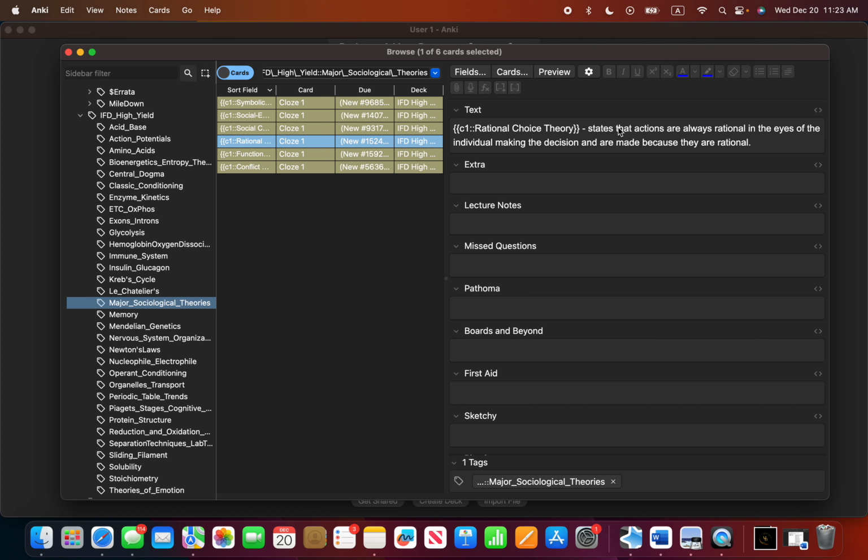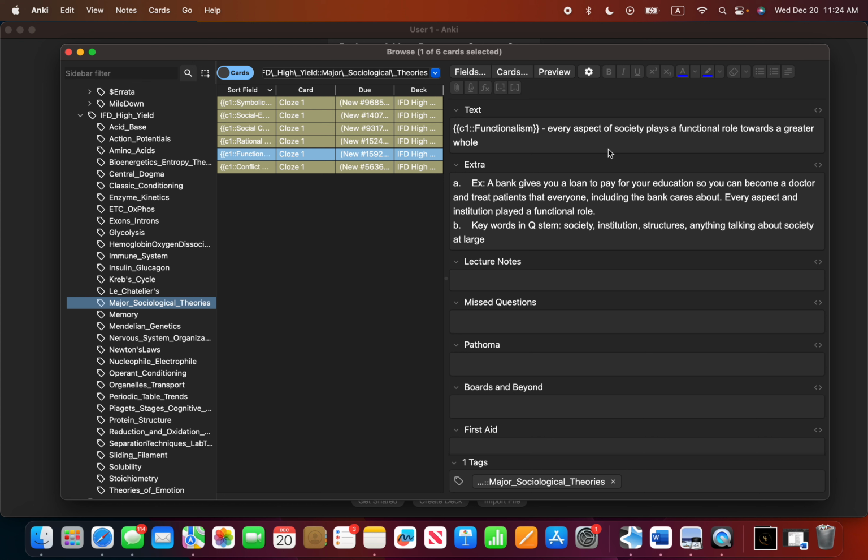Rational choice theory states that actions are always rational in the eyes of the individual making the decision and are made because they are rational. So rational choice theory is all about rationality and logic. The decision, the choice, is made because it's a rational thing.